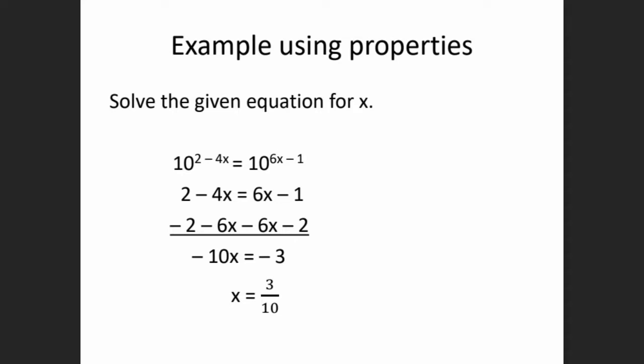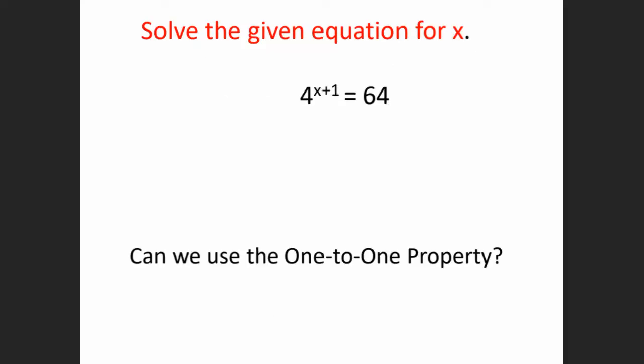All right. Again, if you have any questions, if I'm going too fast, please let me know. All right, let's look at another example. Solve the given equation for x. 4 to the x plus 1 is equal to 64. And I will throw this question to you again. Can we use the one-to-one property? And I hope that you can see that the answer would be yes.